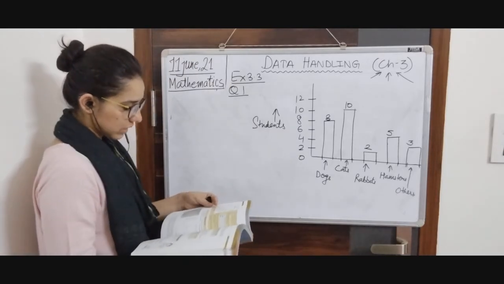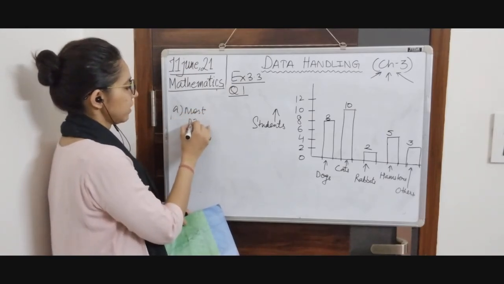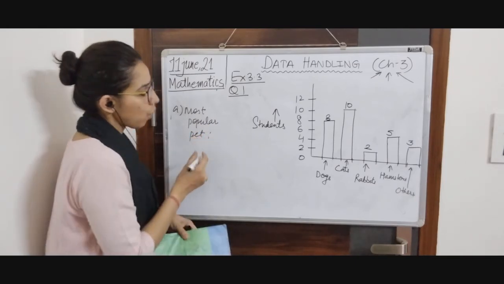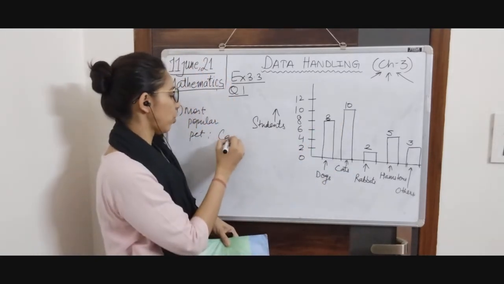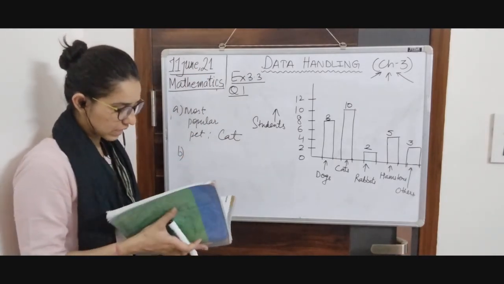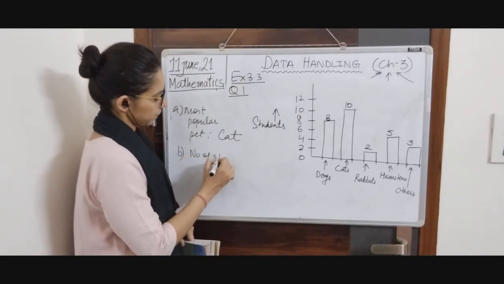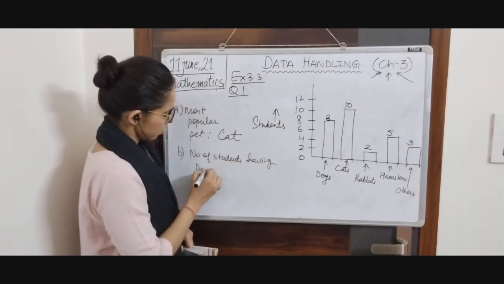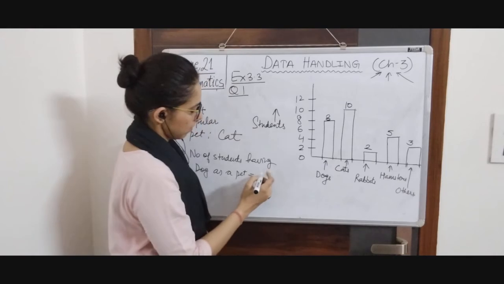Part A is which is the most popular pet. The most popular pet should be the one which is owned the most number of times. It means it is going to be a cat. Then B part, how many students have a dog as a pet? Number of students having a dog as a pet, it will be number 8.